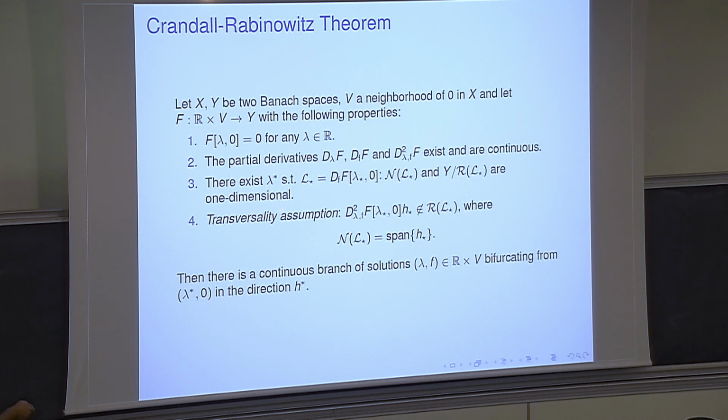Okay? If you have these four hypotheses, then you can show that there exists a continuous branch of solutions, lambda and f, in this space, bifurcating from the point lambda star, 0 in the direction H star. Okay? Where H star is, well, here, the superscript star is the same as this asterisk.